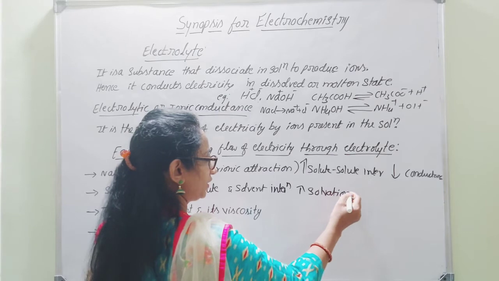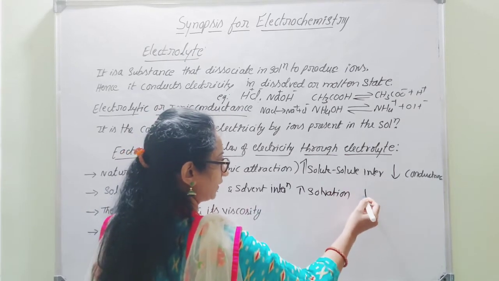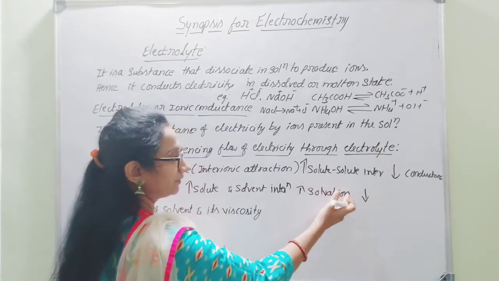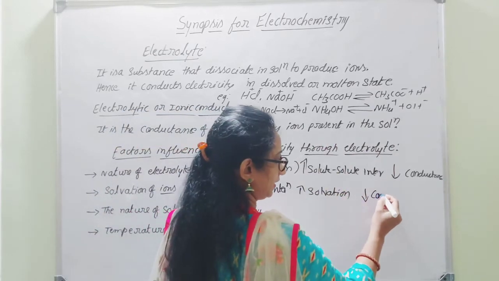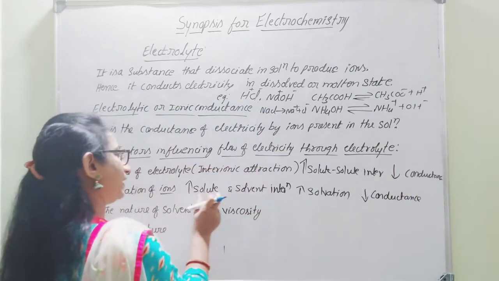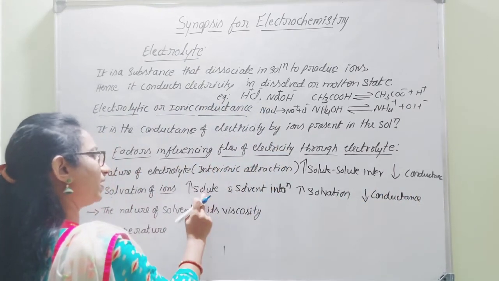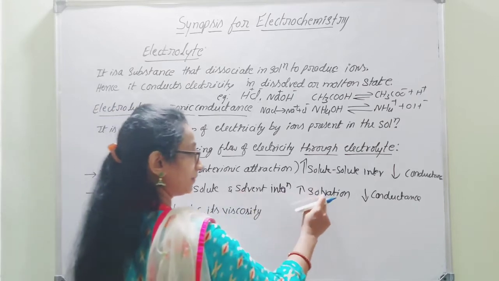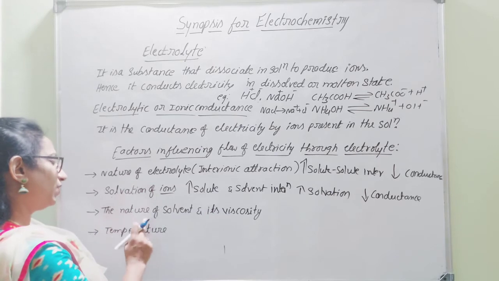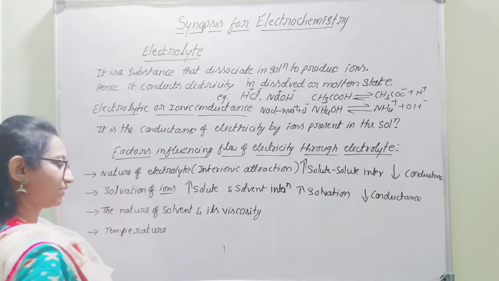If the solvation is more, then in the opposite way it decreases the easy movement of the ions, and hence it decreases the conductance. So conductance will decrease with the increase in the interaction between the solute and solvent, or it is nothing but solvation. Next factor, the nature of solvent and its viscosity.